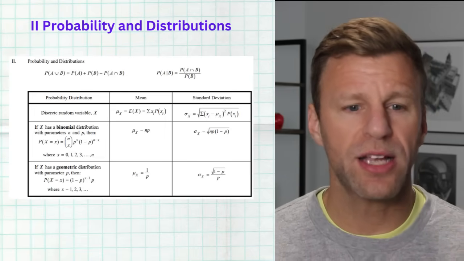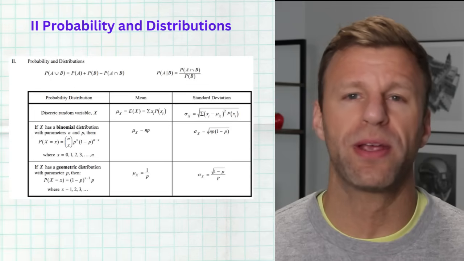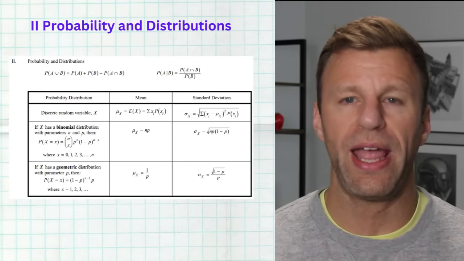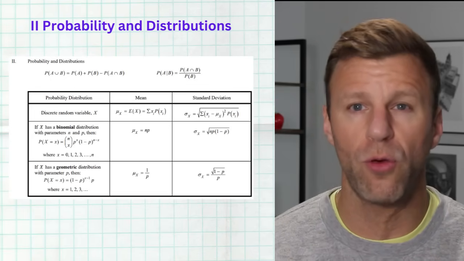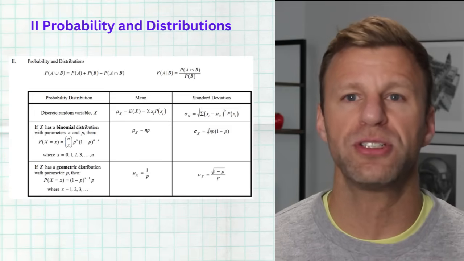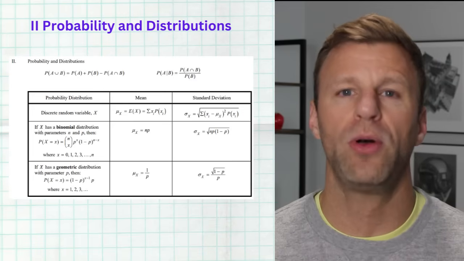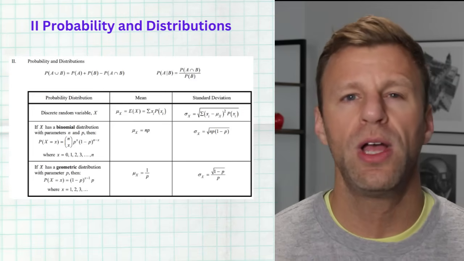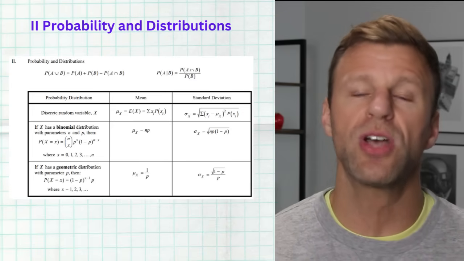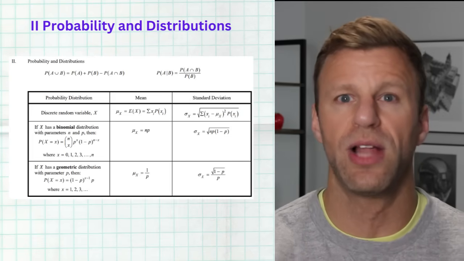So here we got a couple basic probability formulas at the top. We got the formula for the probability of A or B. Then we got our conditional formula as well. Then we have the different distributions for a discrete random variable, a binomial random variable, and a geometric random variable. Let's walk through each of these formulas now and talk to you about some examples that could actually utilize them.